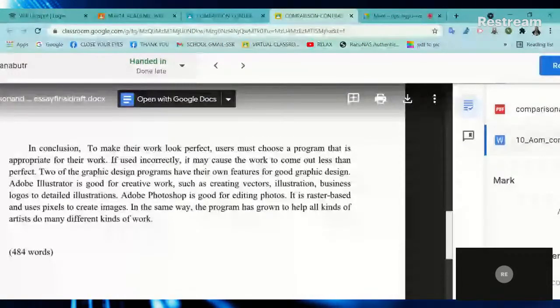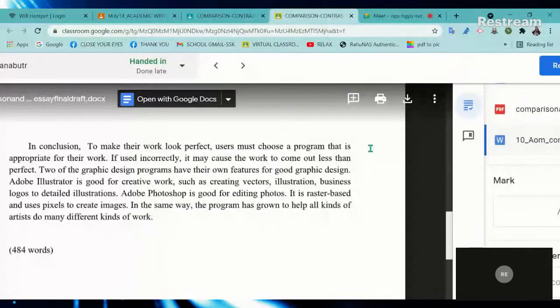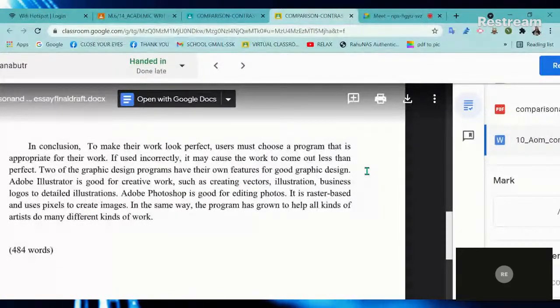In conclusion, to make their work look perfect, users must choose a program that is appropriate for their work. If used incorrectly, it may cause the work to come out less than perfect. Two of the graphic design programs have their own features for good graphic design. Adobe Illustrator is good for creative work, such as creating vectors, illustrations, and business logos to detailed illustrations. Adobe Photoshop is good for editing photos. It is pixel-based and uses pixels to create images. In the same way, the programs have a goal to help all kinds of artists do many different kinds of work.